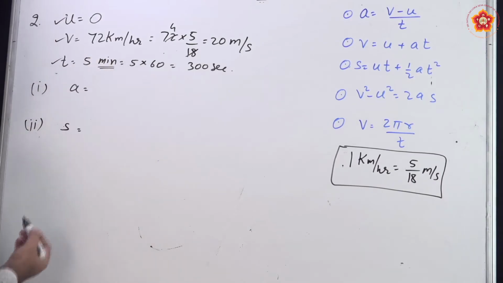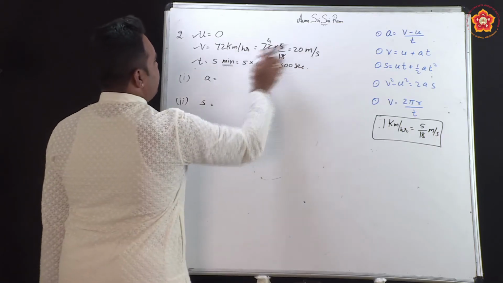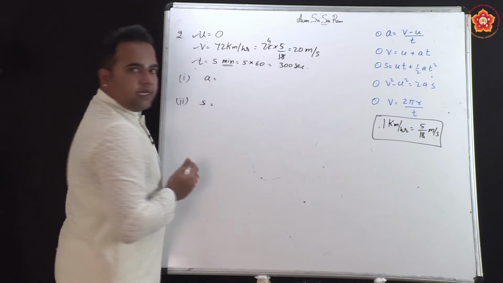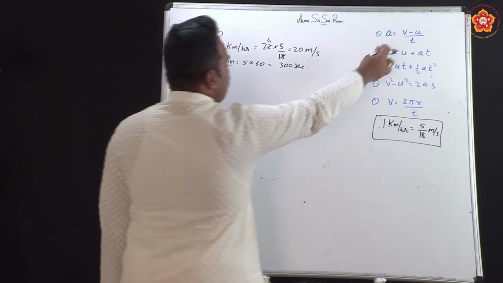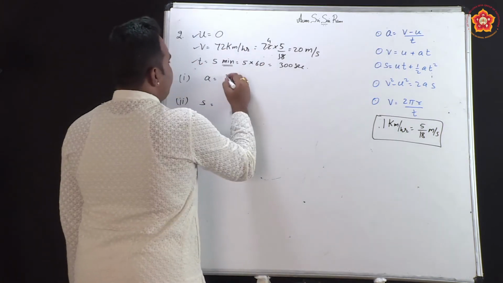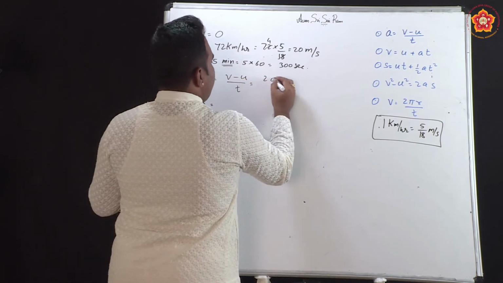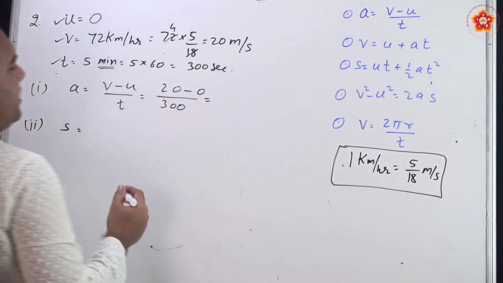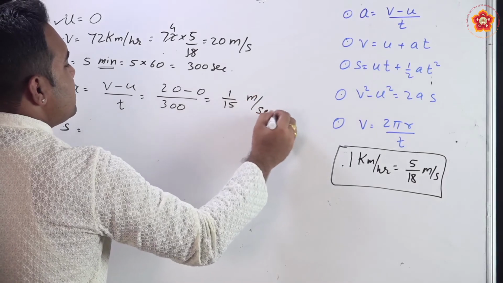Again, kilometers per hour is not the SI unit, so we convert accordingly. Each minute is 60 seconds, so 5 minutes will be 300 seconds. Now, they are asking us to calculate the acceleration. What will be the formula for acceleration? v minus u divided by t. So 20 minus 0 divided by 300, 20 by 300, is 1 by 15 meters per second square.